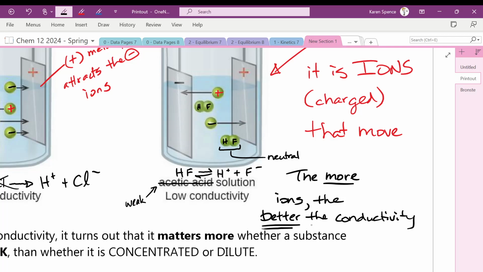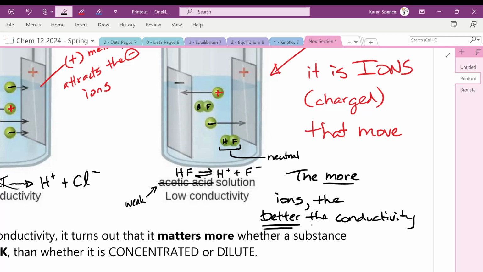How could you make it conduct even better? You put a little bit of the strong acid, what could you do? You could make it more concentrated. You could add more acid to it. That would give you more particles, yes? More ions.